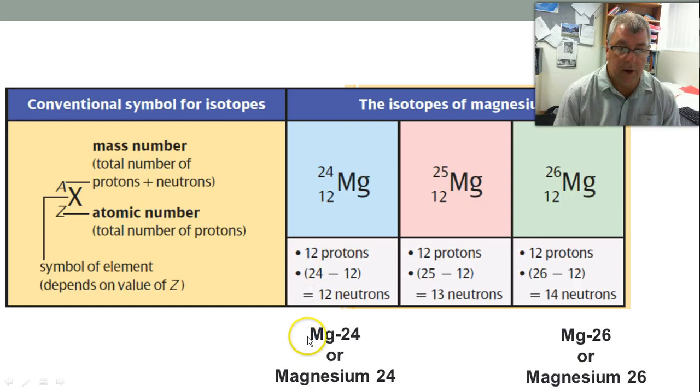Now, commonly we might write them in shorthand just as Mg24, and we might refer to it as Mg24, or we might refer to it as magnesium 24, or in this case magnesium 26. Just a few minutes ago I said carbon 14 and carbon 12. It's the way we talk about isotopes. Not only do we need to know what element it is, but we need to know the mass, because the mass distinguishes the different isotopes.